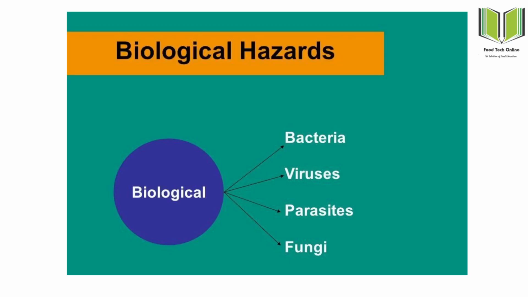Some examples are bacterial foodborne intoxication due to Bacillus cereus, Campylobacter jejuni, Clostridium botulinum, and Escherichia coli. These are examples which cause adverse health effects, or bacterial foodborne intoxication, to the consumer. We have fungi also, with fungal toxins like mycotoxin, etc. So this was all about the biological hazards.